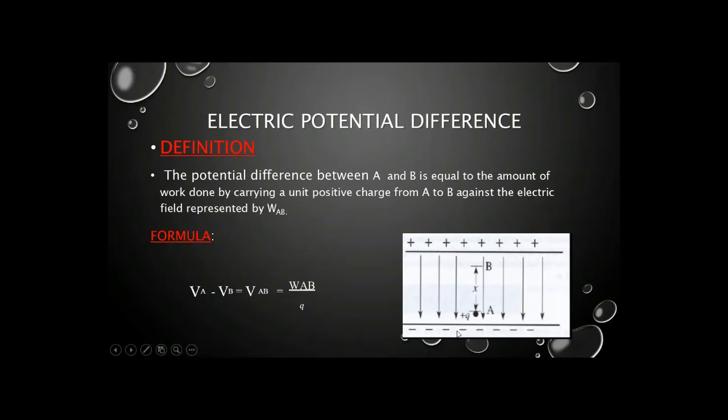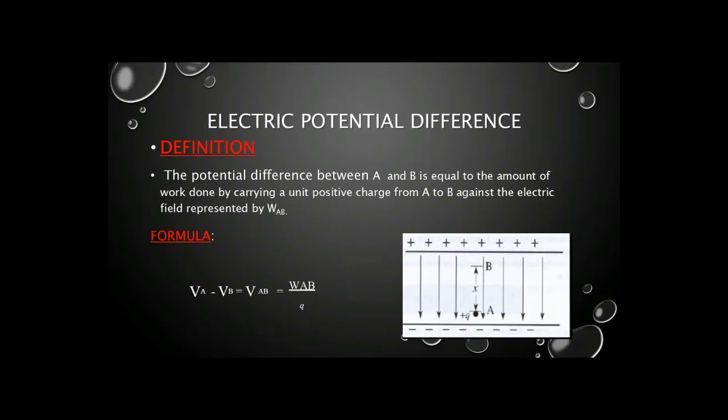As you can see, the arrow is from the positive to the negative, so the electric field is always in the direction from positive to negative. When we are moving a charge from A to B, we are placing it against the field. We are doing some work against the field.